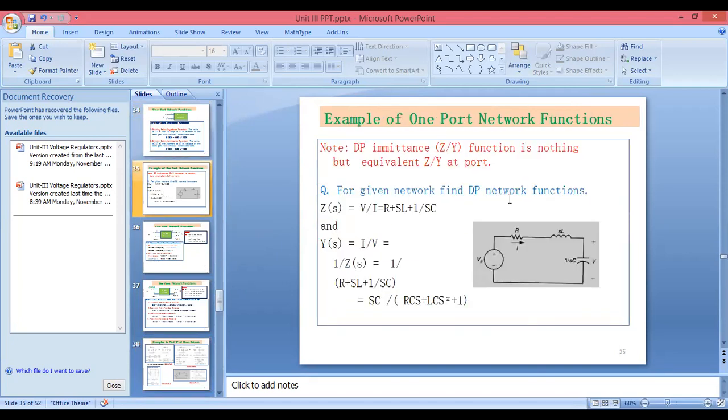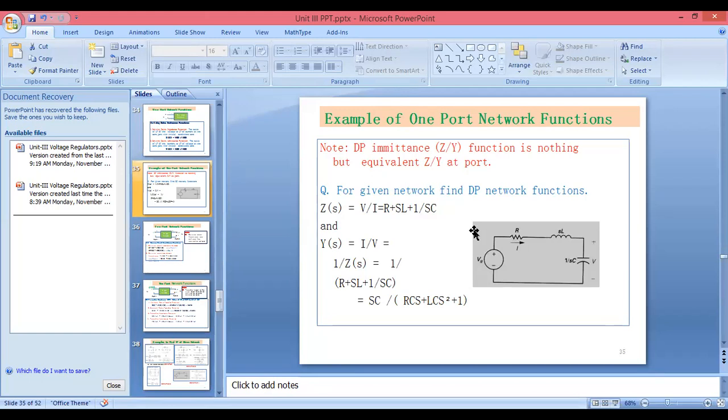So here, if we are having the RLC, what we are supposed to calculate here, DP is nothing but driving point. So if we are supposed to calculate driving point immittance, what do we want? We want to calculate Z, also we want to calculate Y. मतलब हमें impedance भी solve करना है और admittance भी solve करना है.